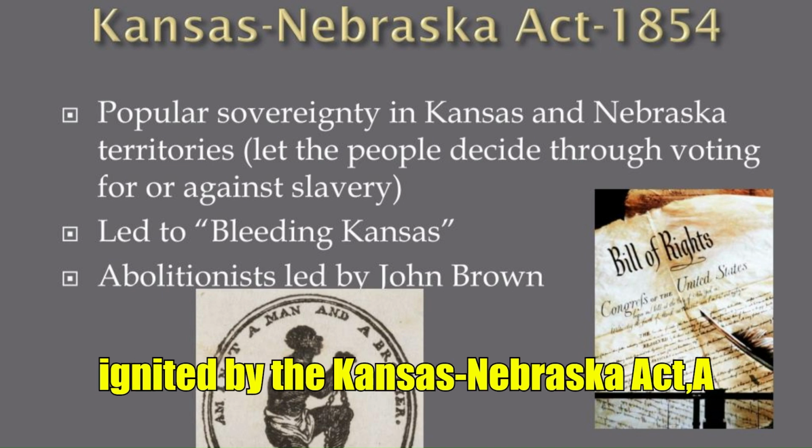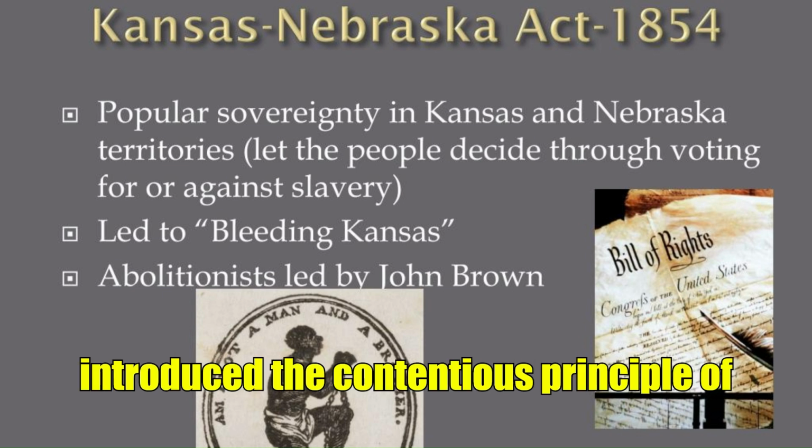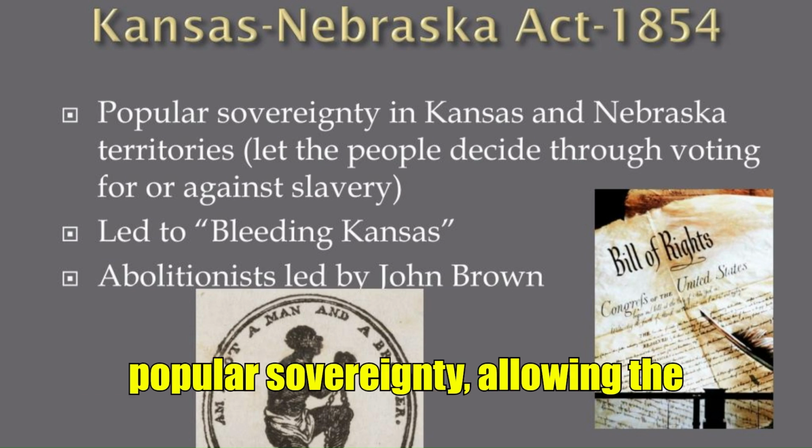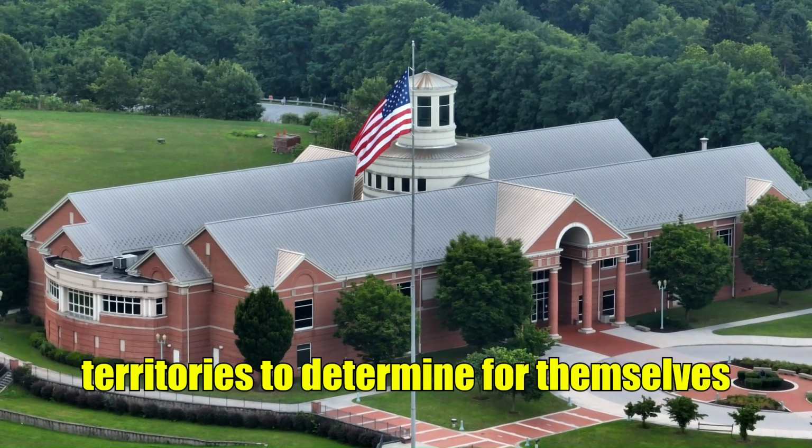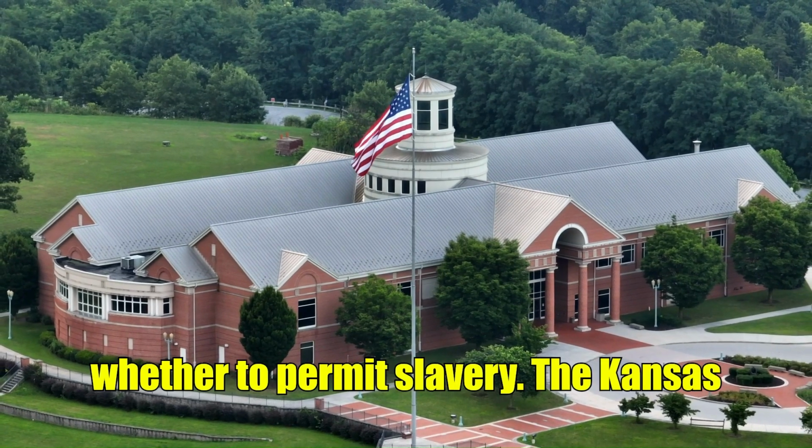This conflict was ignited by the Kansas-Nebraska Act, a significant piece of legislation that introduced the contentious principle of popular sovereignty, allowing the residents of the newly organized territories to determine for themselves whether to permit slavery.